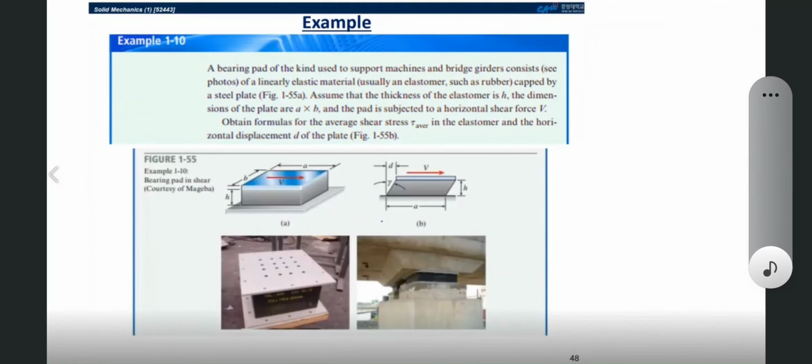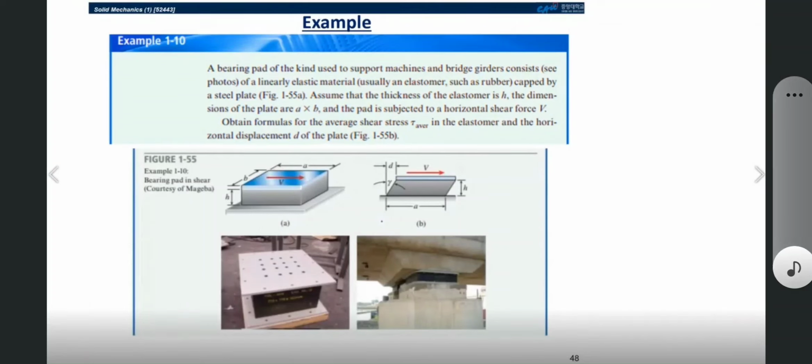Alright, welcome back. We'll continue to discuss shear stress and shear strain. Now we will solve this specific example. So here you can see the problem.